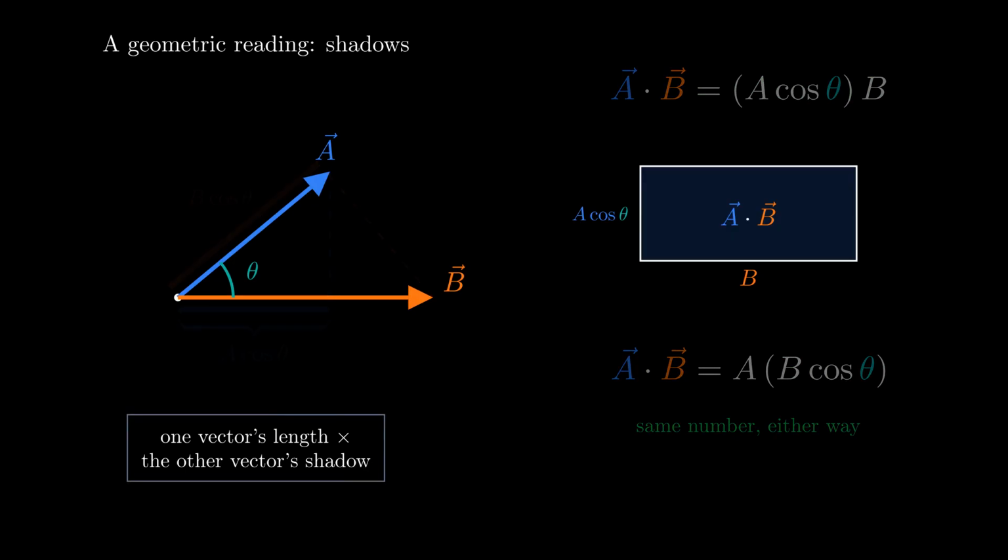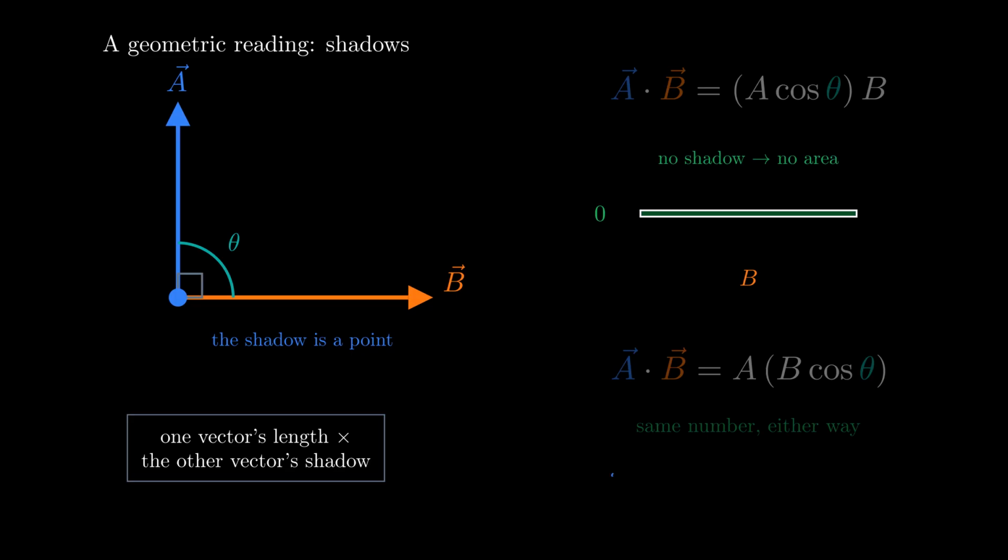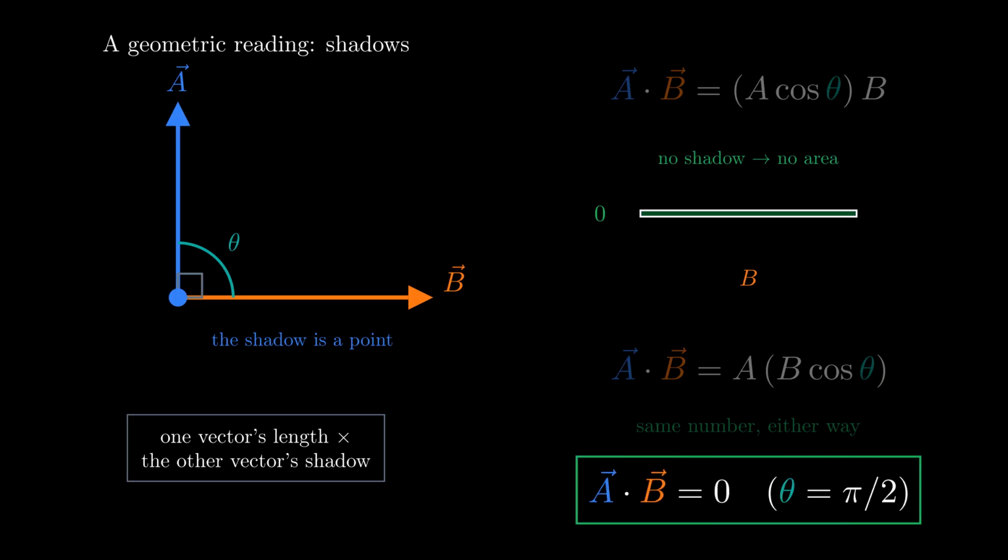This picture makes the zero case obvious. When the two vectors are perpendicular, the angle is pi over 2 and the shadow shrinks to a point. No projection, no product. Perpendicular vectors have a scalar product of 0, no matter how long either one is.